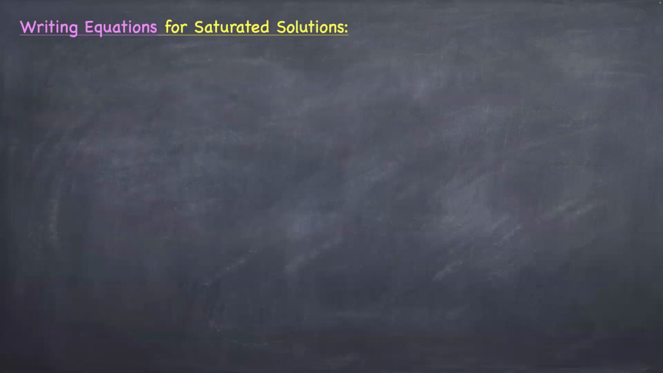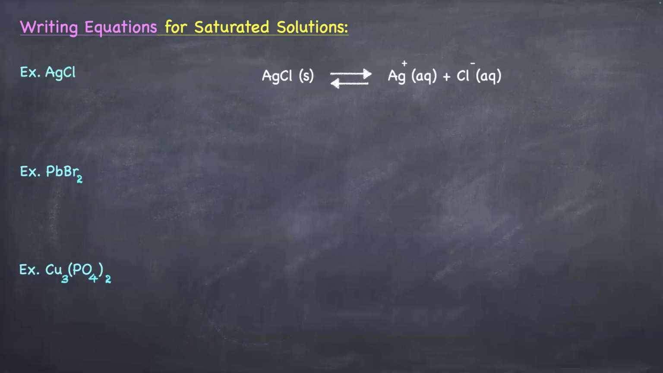So let's now look at some equations for solubility or a saturated solution. For any saturated solution that is given to us, we have to know how to write the balanced equation for that saturated solution. To do so, we always have the solid on the left, the ions on the right, and then the equilibrium symbol in between. So for example, in the case of AgCl, the solid is on the left, Ag plus and Cl minus ions are on the right, and then we have the solubility equilibrium in between.